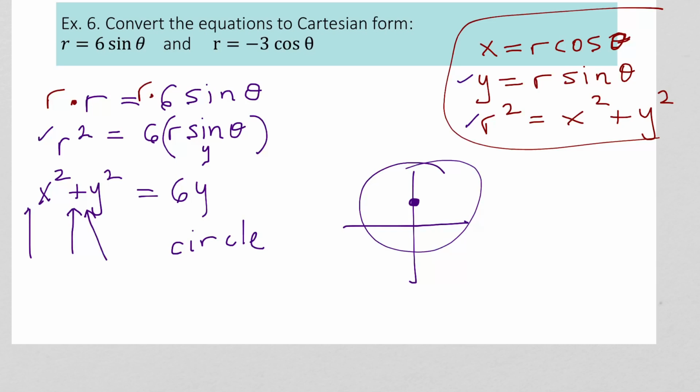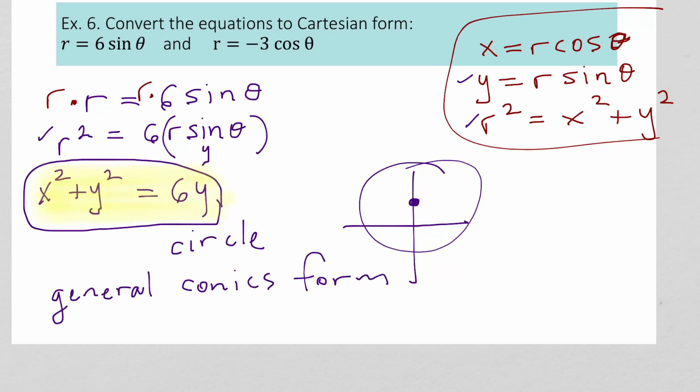All right, so we'll just stop there. We don't have to go ahead and solve for y. We're just going to leave it in general conics form. So this is our equation of a circle, and we're going to leave it in general conics form.